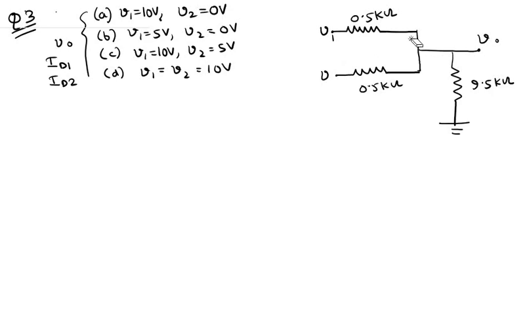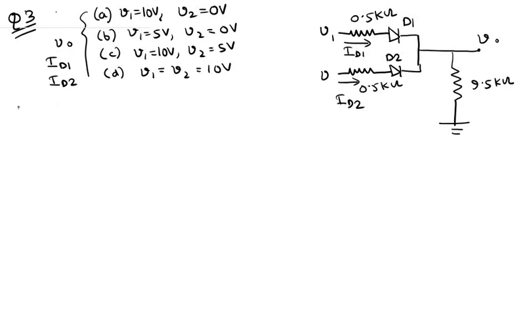Sorry, I forgot to put diodes over here. So there is a resistor and a diode actually. So this is diode D1 and this is diode D2, and the current flowing through the diode D1 is basically ID1, and the current flowing through the diode D2 is basically ID2. Okay, so let us do case A first.